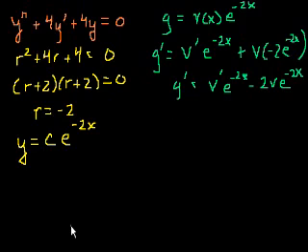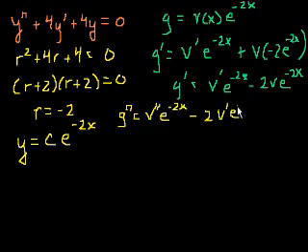Now we have to get the second derivative. I'll do that in a different color just to fight the monotony of it. So for the second derivative, we're going to have to do the product rule twice. The derivative of this first expression is going to be v prime prime e to the minus 2x minus 2 v prime e to the minus 2x. That was just the product rule again.